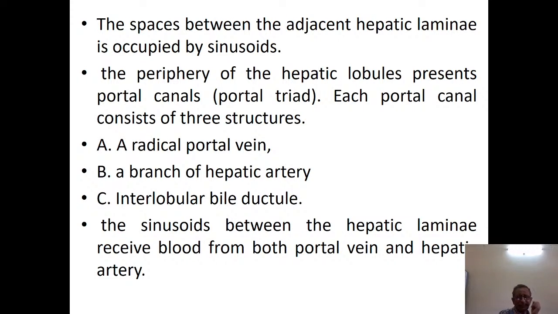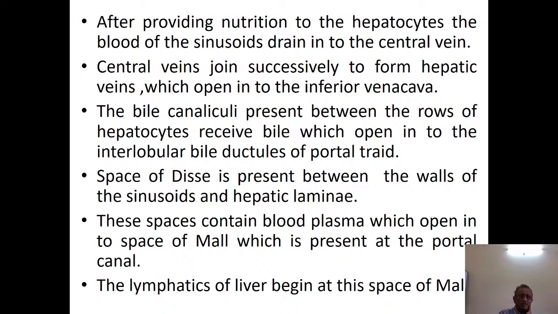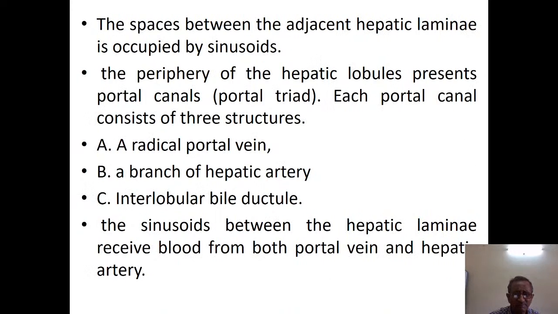The sinusoids between hepatic laminae receive blood from both the portal vein and the hepatic artery. After providing nutrition to the hepatocytes, the blood of the sinusoids drains into the central vein. Central veins join successively to form hepatic veins, which open into the inferior vena cava. The bile canaliculi present between the rows of hepatocytes receive bile, which opens into the interlobular bile ducts of the portal triad. The space of Disse is present between the walls of the sinusoid and the hepatic laminae. These spaces contain blood plasma, which opens into the space of Mall, which is present at the portal canal.